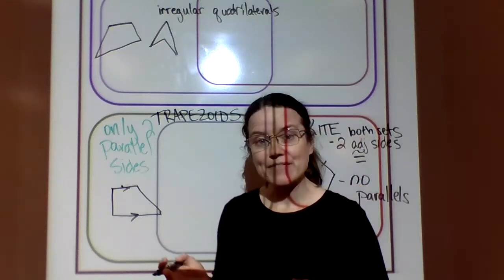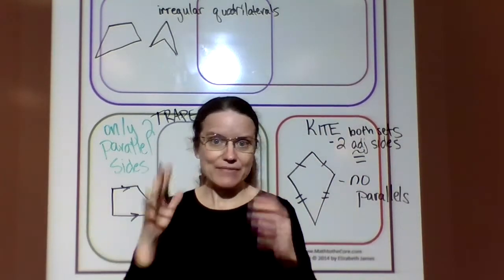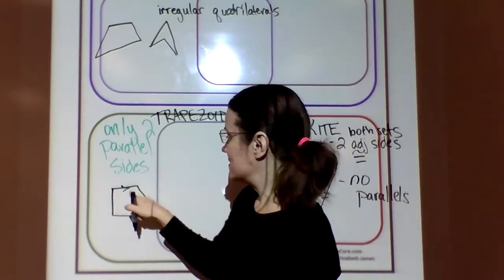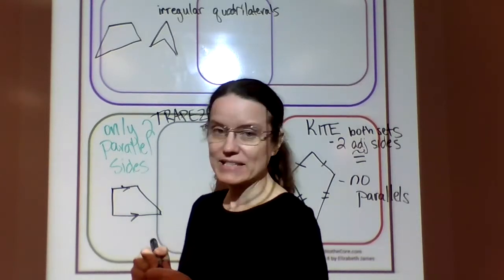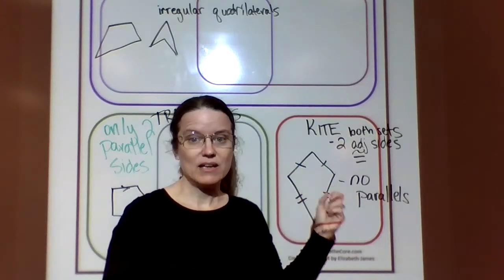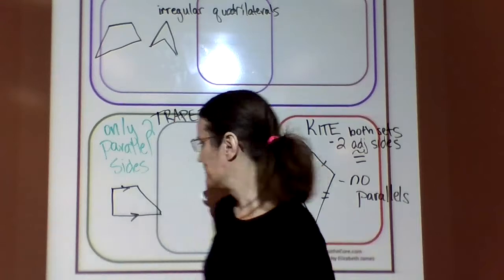This could have zero congruent sides. It might have some congruent sides. We don't know. All we know is that two sides are parallel. That makes it a trapezoid, as opposed to over here, where these guys don't have any parallels when they're kites. So one set of sides parallel is a trapezoid, none is a kite.